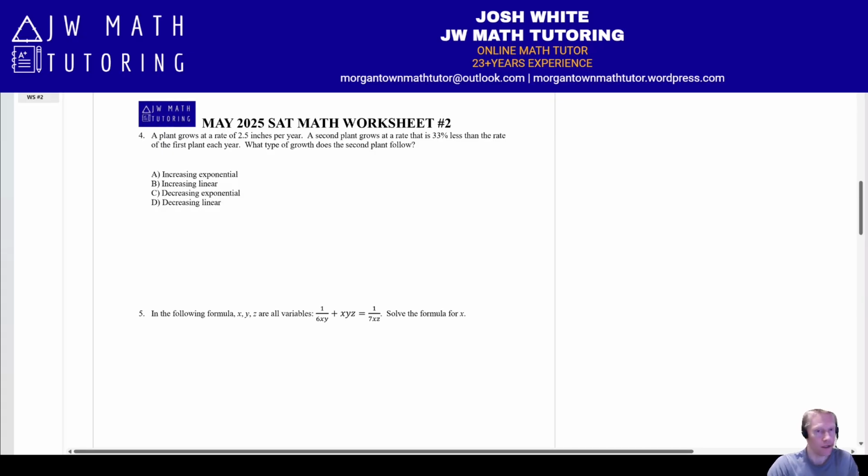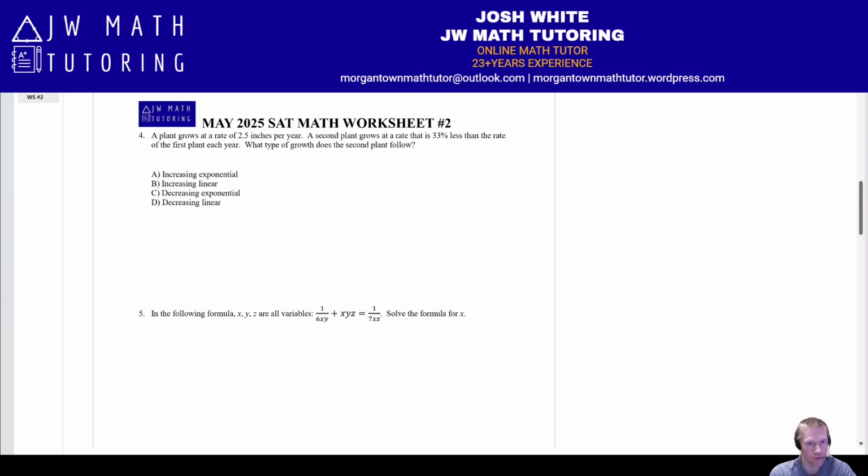Okay, now next, top of the next page, question number 4. You're told about this plant that's growing at a rate of 2.5 inches per year, and then you're told that the second plant is growing at a rate which is 33% less than the rate of this first plant. So how do you classify the growth of this second plant? Is it increasing exponential or linear, or decreasing exponential or linear?